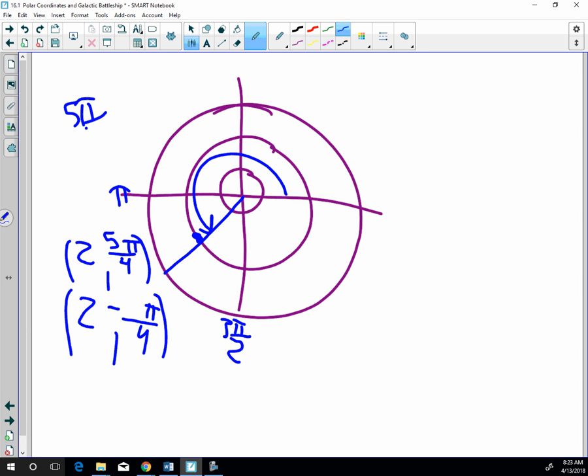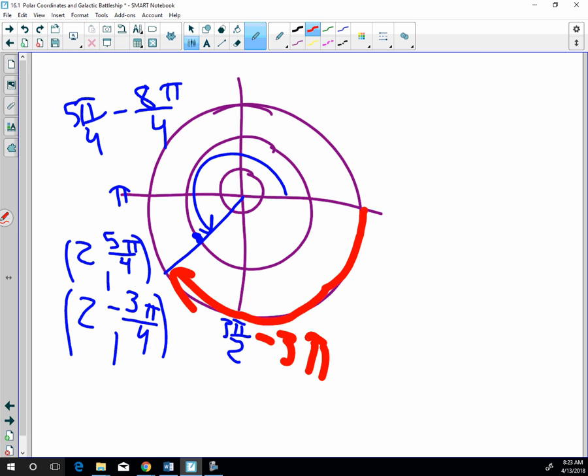Five pi over 4, subtract 2 pi. How many pi over 4 is that? 8, right? So what's 5 pi over 4 minus 8 pi over 4? 3. And doesn't this look like 1 pi over 4, 2 pi over 4, 3 pi over 4? Looks like it, doesn't it? Are you good with that? Do you need to do one more for practice?